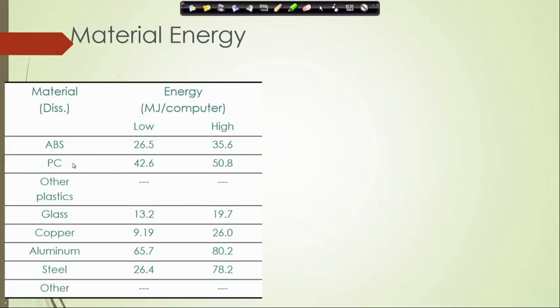Then material energy, in terms of the energy consumption, how much energy is required to produce that, how much energy is required to make glass or copper or aluminum. So megajoule per computer. This is your low and high, and we are talking about the manufacturing phase, not the use phase. Don't get confused. This is the material energy required to produce the materials which will go into the laptop. So that's what we are looking at here.